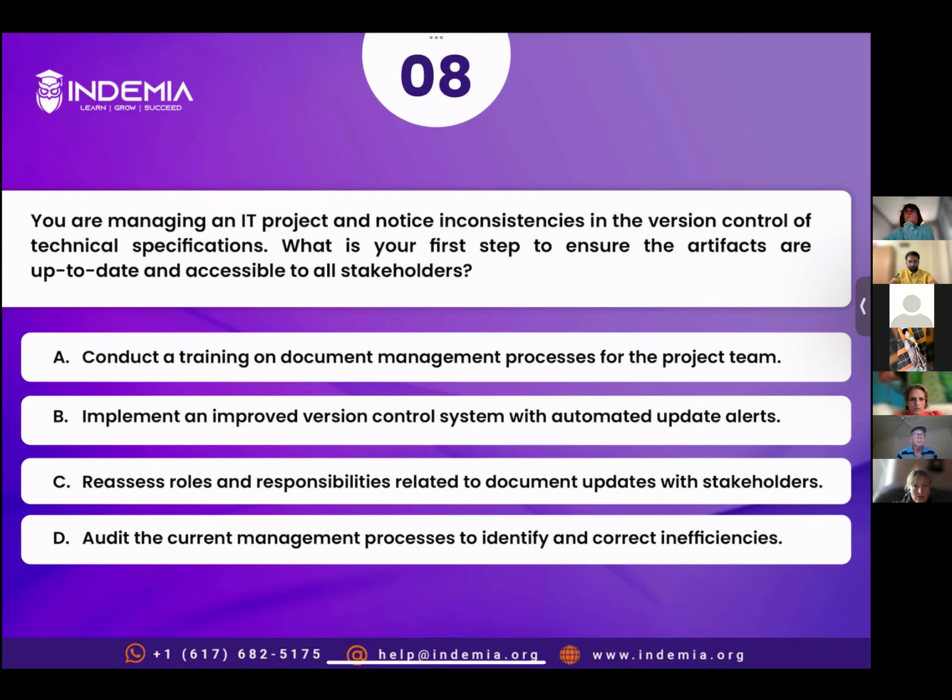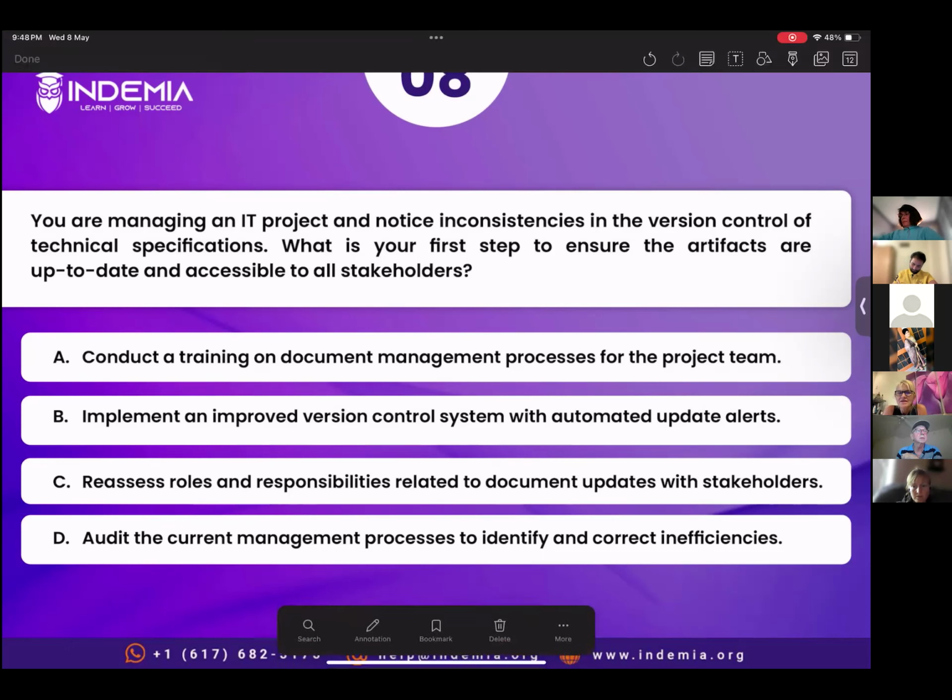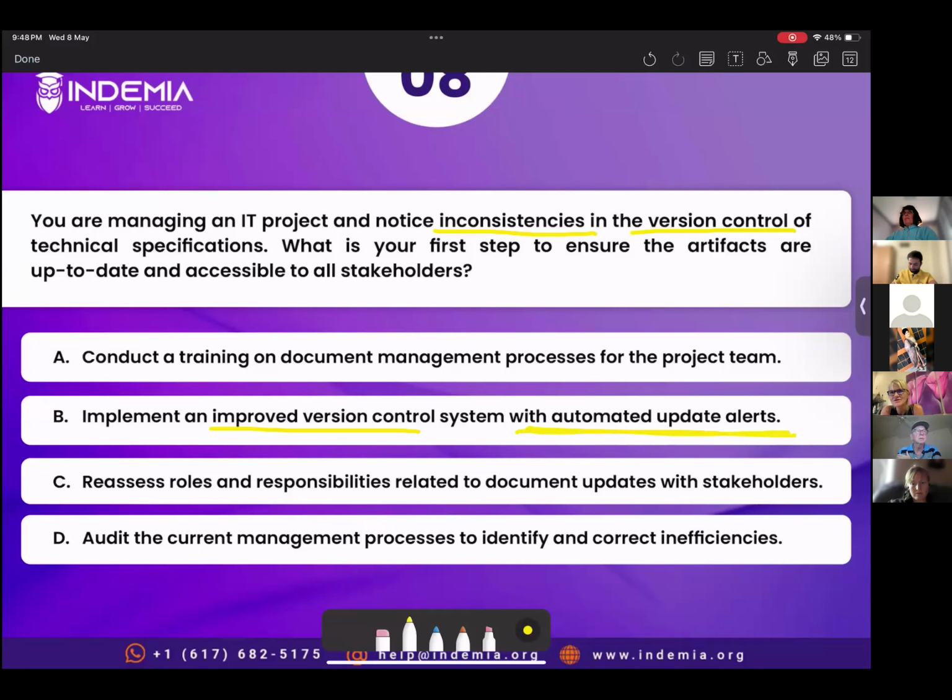All right, Marta, you have chosen option B. Yeah, I chose option B because there is inconsistency in the version control. And I thought that implementing an improved version control system with automated update alerts would help diminish the issue. All right, thank you.